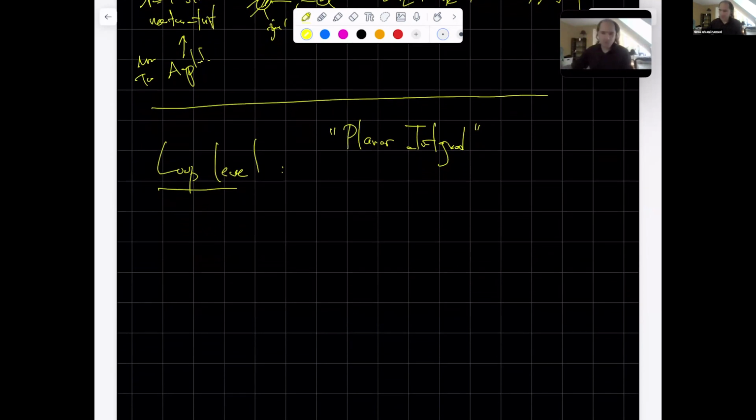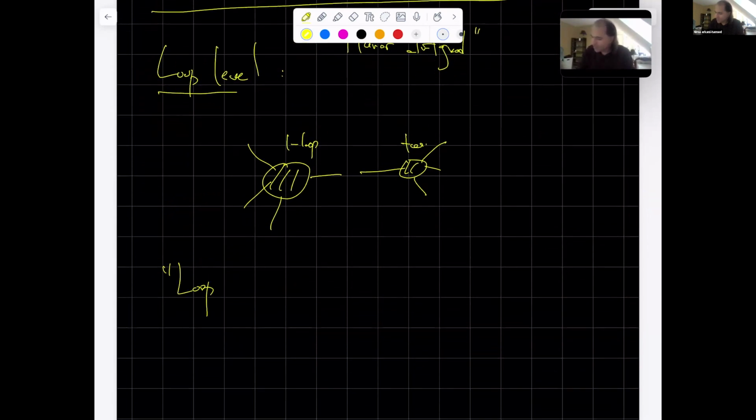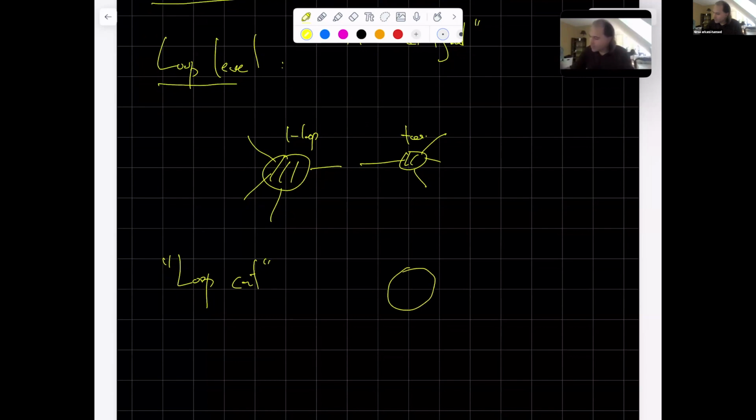But there's a bigger problem, which is at loop level, we want to talk, in addition to the singularities that look like this, where this is, let's say, one loop on this side and tree on this side, we want to have the loop cut. We want to have the singularities that correspond to a loop variable, just a single loop variable going to 0. Okay, so something like this, where we cut this guy.